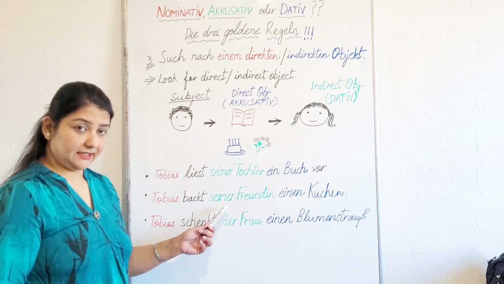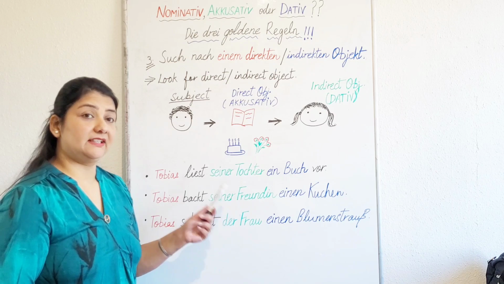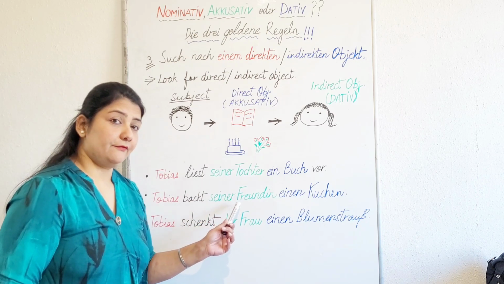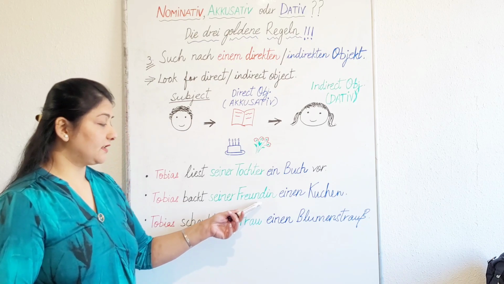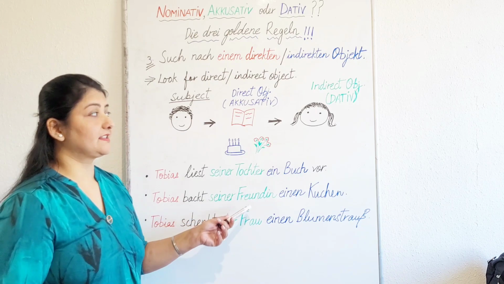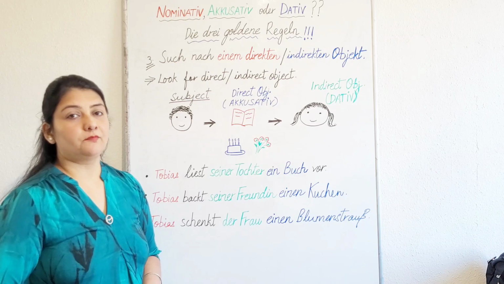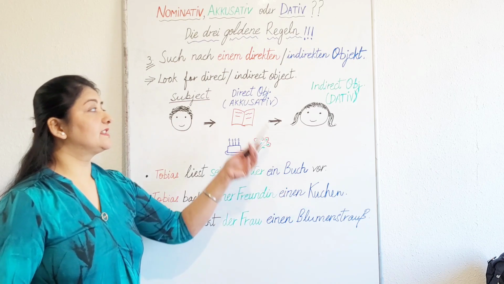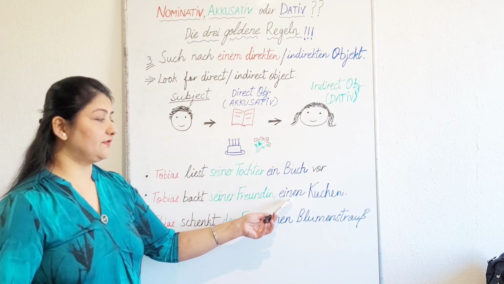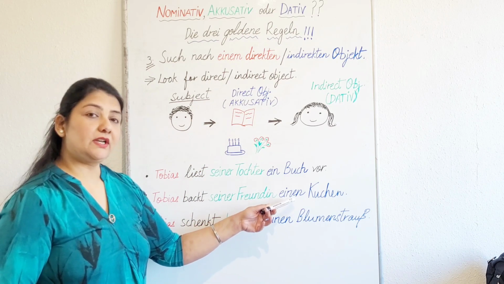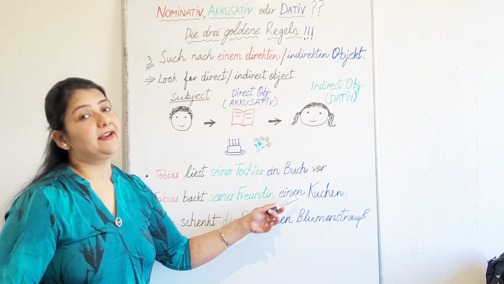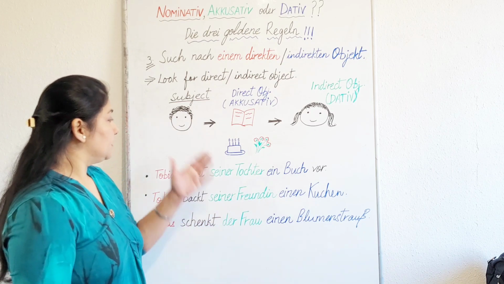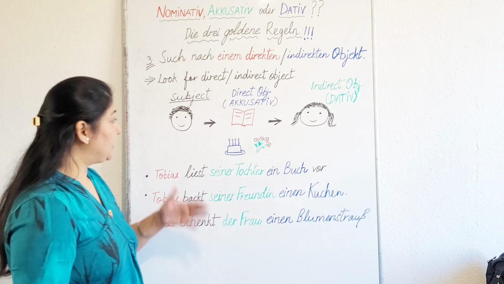Seiner Freundin, because the Freundin has the article die, which has been declined to seiner Freundin, because now it is a dative case as it is the indirect object of the sentence. Einen Kuchen, so that is the direct object in accusative case. So ein Kuchen has been declined to einen Kuchen in accusative. Ja? So das dritte Beispiel.